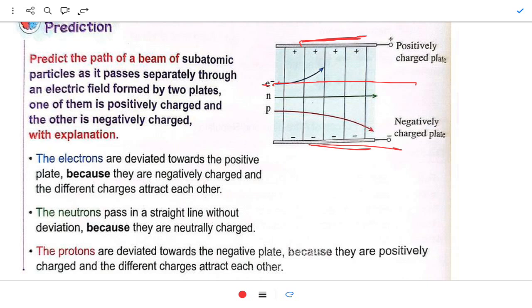The electrons will deviate toward the positive plate. Why will these electrons deviate to the positive plate? I will tell you. Because they are negatively charged. The electrons are negatively charged and the plate is positively charged.